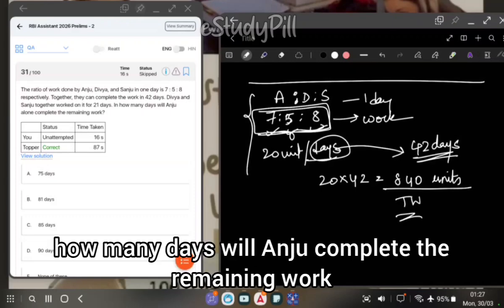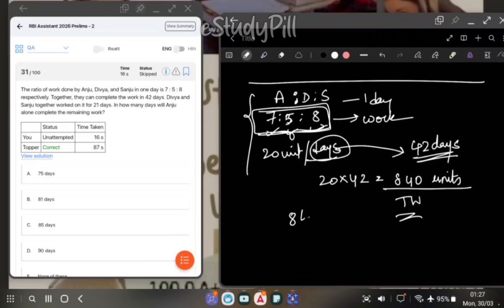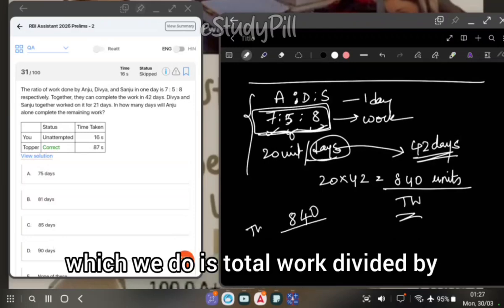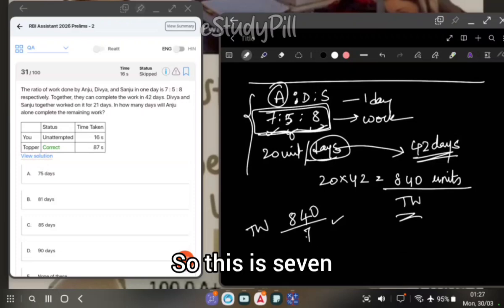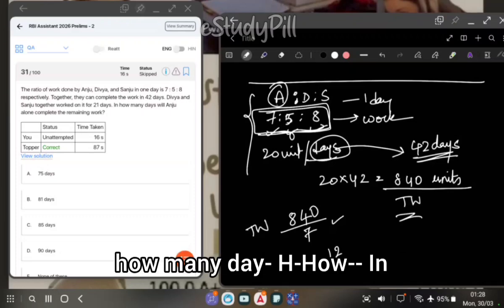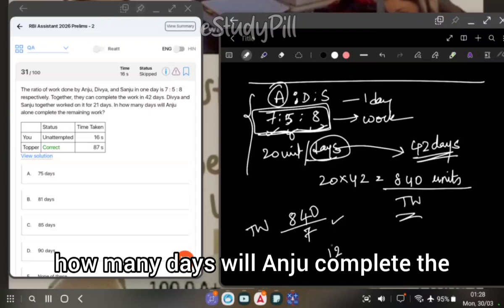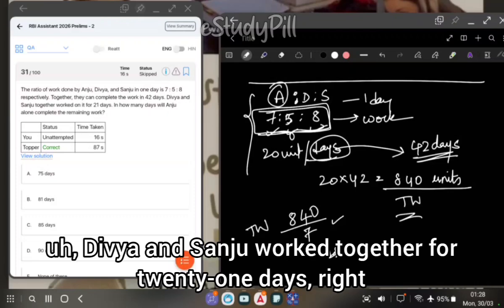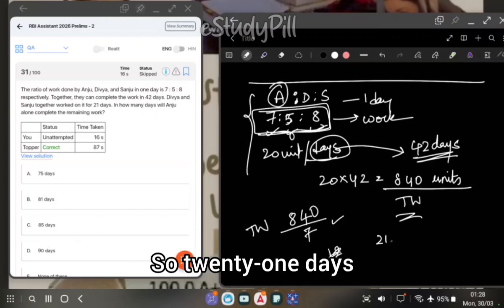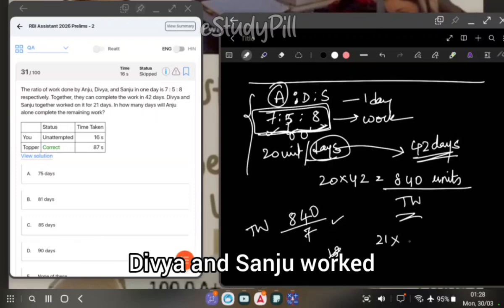Now they are asking how many days will Anju complete the remaining work. The way in which we do it is total work divided by how much ever work the person does. Divya and Sanju worked together for 21 days, right? So 21 days Divya and Sanju worked.